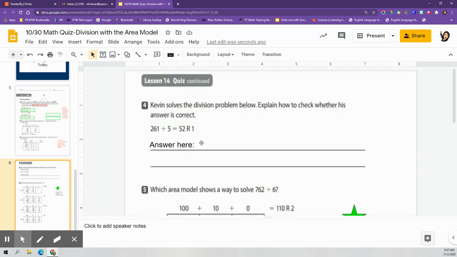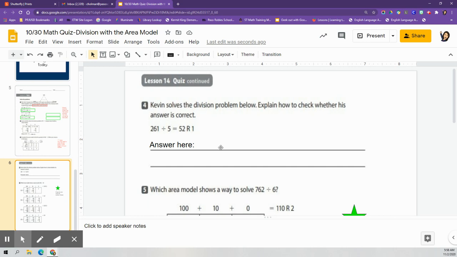Page 2, it says, and you guys really needed to understand the question. On constructed responses, you really have to read the question. So it says, Kevin solves the division problem below. Explain how to check whether his answer is correct. It does not say explain how he should do it to solve it. It says explain how he should check his answer.